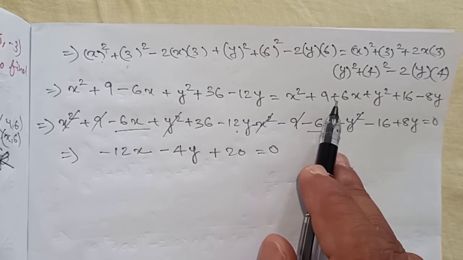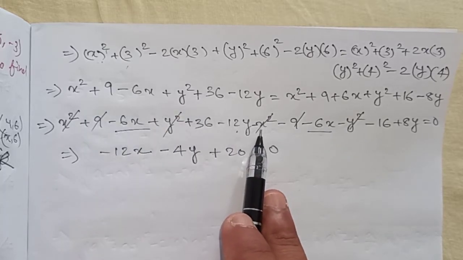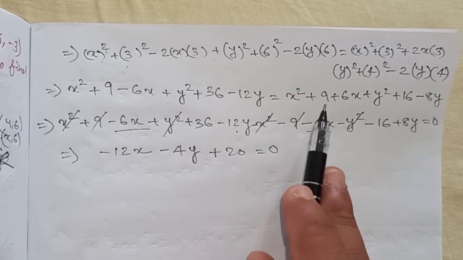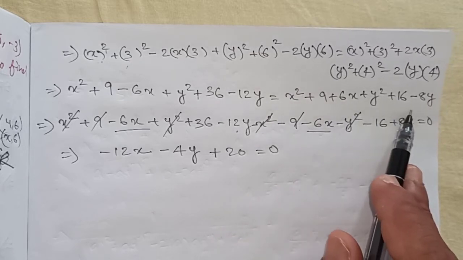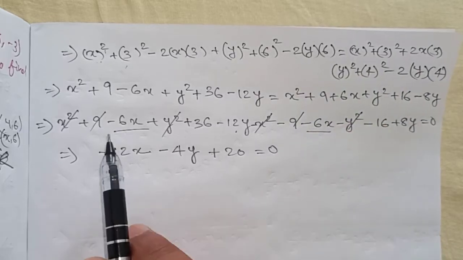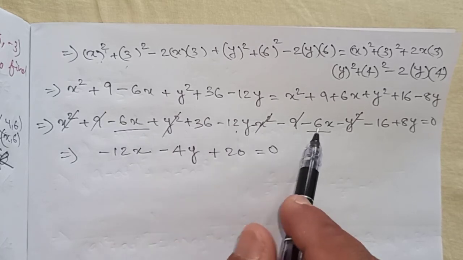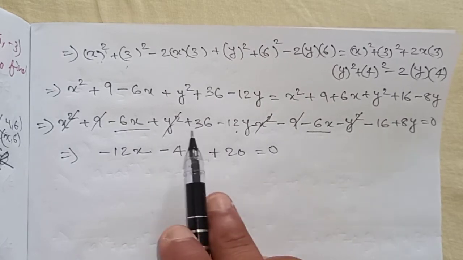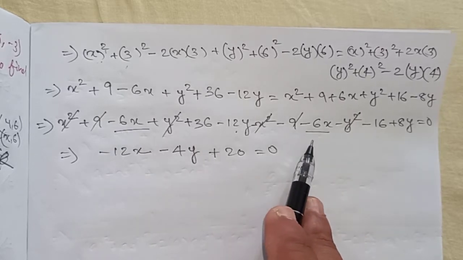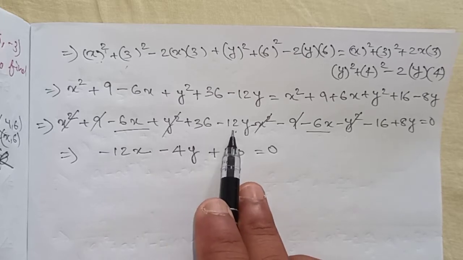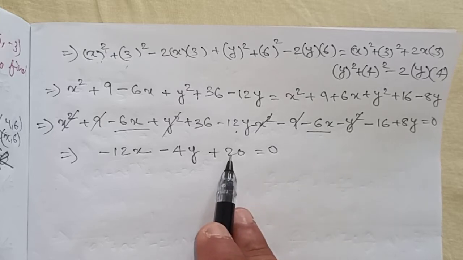This much we got. Now we will bring all the RHS terms towards LHS. So this side I wrote as it is up to 12y. Now minus x square, minus 9, minus 6x, minus y square, minus 16, and it will become plus 8y, because the two terms have opposite signs. x square cancelled, y square cancelled, and minus 9 plus 9 cancelled. Now these many terms are left. Minus minus plus, so minus 12x; minus plus minus, so minus 4y. 36 minus 16 is 20.